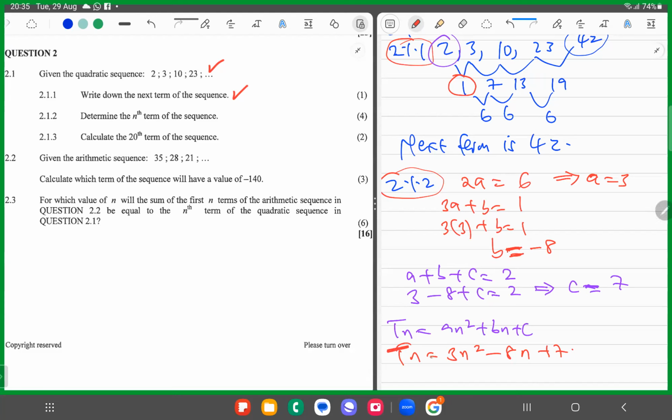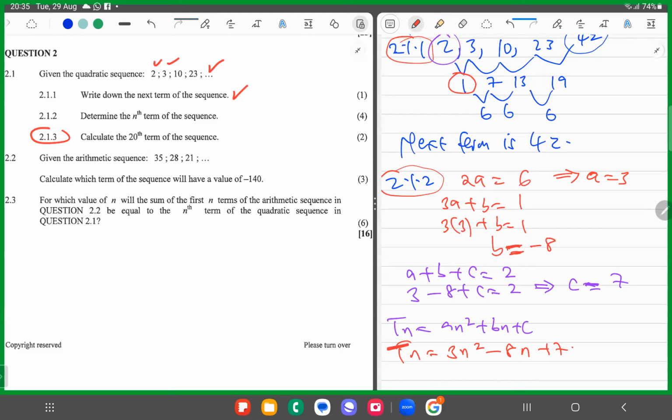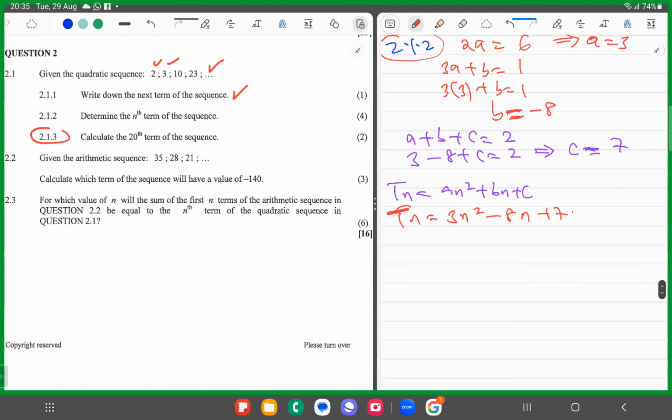by replacing n by 1, and you get the first term 2, and n by 2, you get 3, and so on. Okay, calculate the 20th term of the sequence. Right, so now in 2.1.3, you need to calculate the 20th term of the sequence. So now, which is 3 into 20 squared minus 8 into 20 plus 7, which is T20. Use a calculator here. This is going to be 1047. So which means the 20th term is exactly 1047.